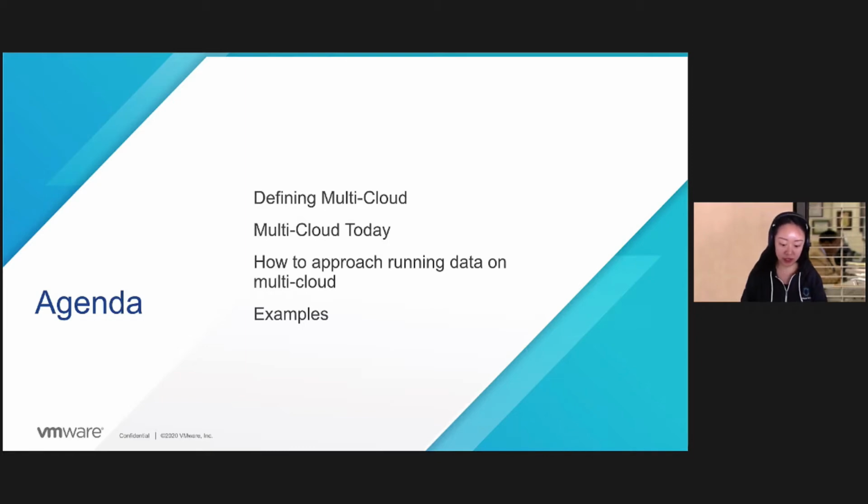And then we'll do a diagnosis of where we think multi-cloud is today at the enterprise layer. And then Aditya will take you through a framework for how we think is the right way to approach running data on multi-cloud. And then finally, I'll take it home with a couple examples just so that you can solidify this framework and see how it can be applied.